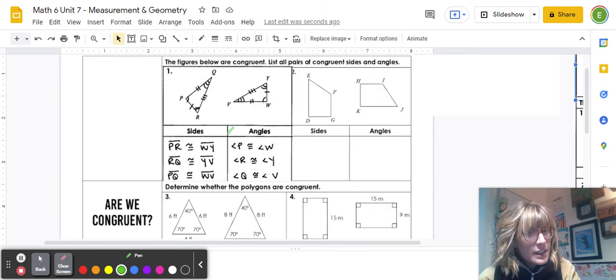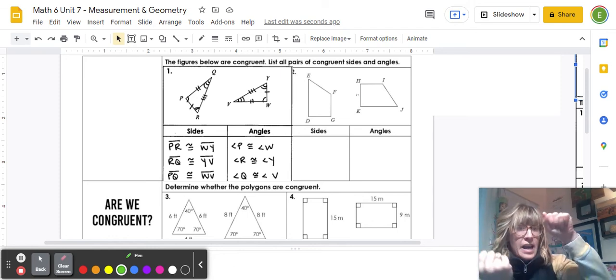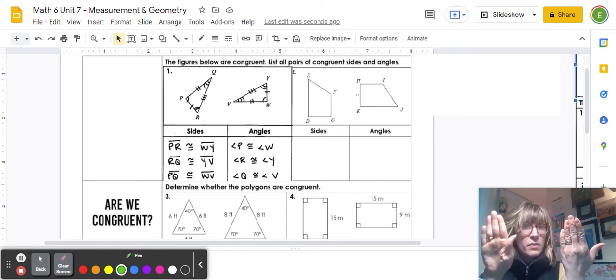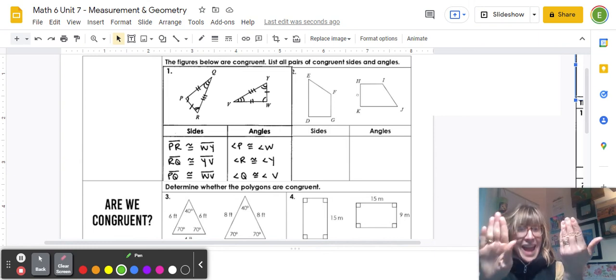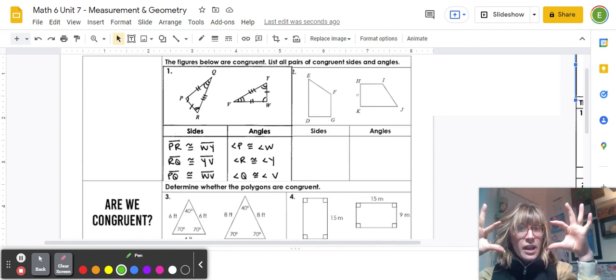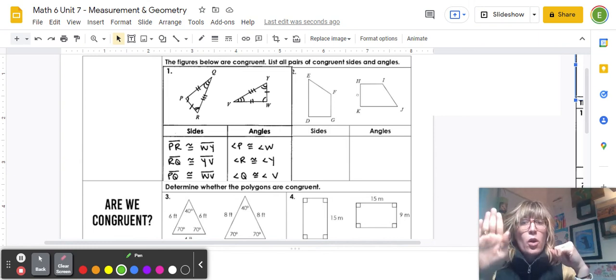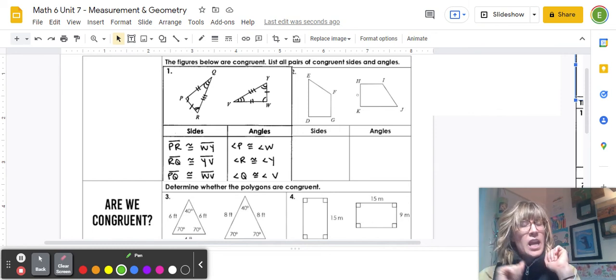So your notes might look something like this in a more tidy way. Feel free to pause and make your notes look like that. When you do number 2, you're going to start the same way. Think about if I cut these out and rotated them and laid one on top of the other, so that the angles matched up and the sides matched up. You can then go from there and say which sides and angles are congruent to which sides and angles.